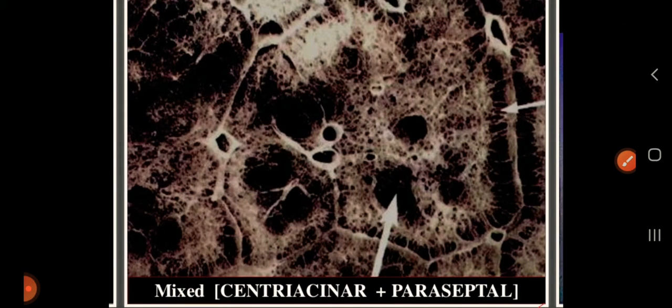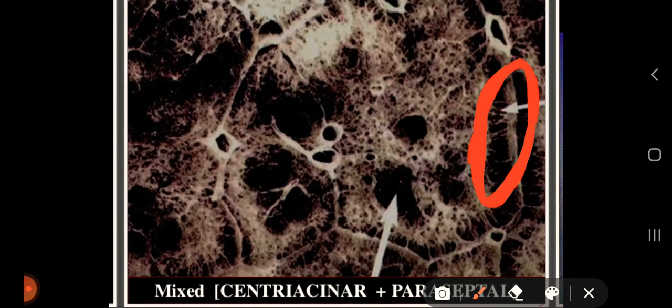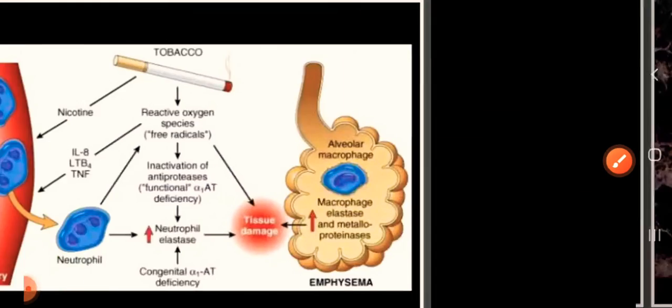Here is a mixed acinar emphysema. So you can see the mixture of the centriacinar and the paraseptal. In this one, the destruction of the alveolar wall is taking place along with the septa, so it is the paraseptal emphysema, and in the central one, there is a destruction of the alveoli or enlargement of the air spaces in the center, so this is the centriacinar emphysema. So the mixed form or the irregular emphysema is a combination of both types.